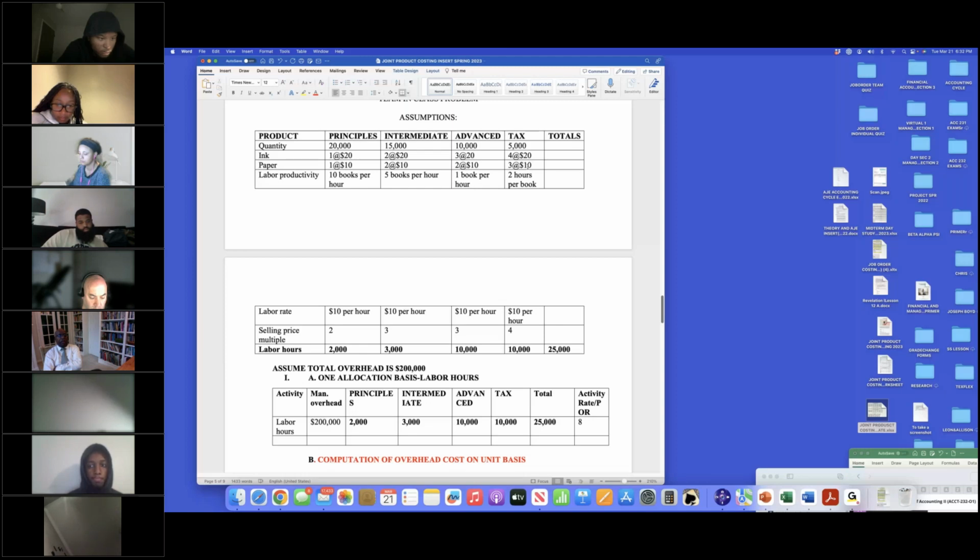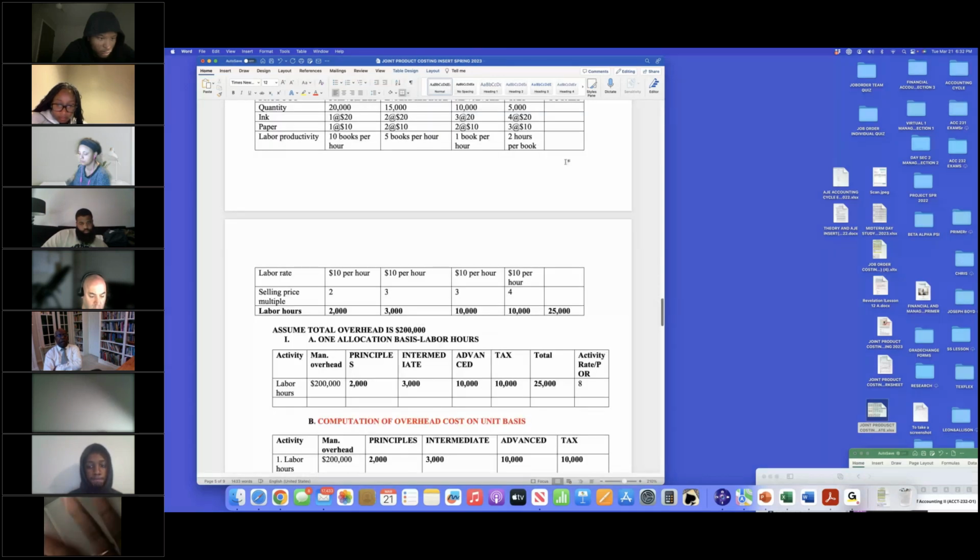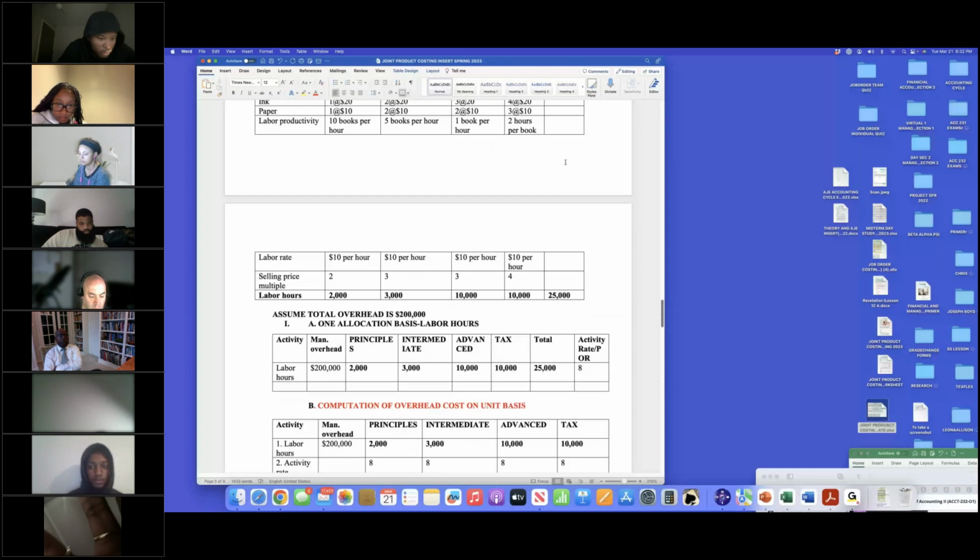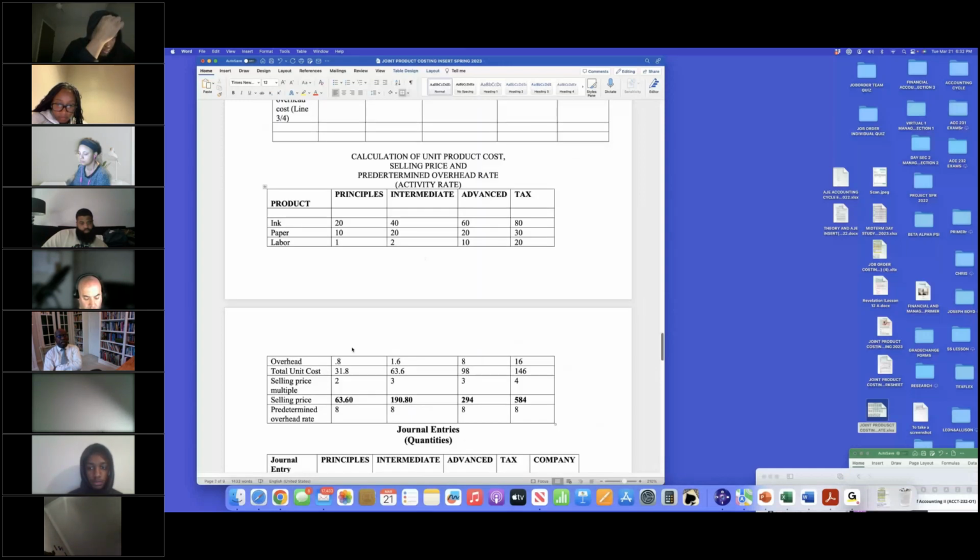Okay. So we now have what we typically need to work a problem: unit cost, selling price, and POR. Now we're ready to make journal entries.